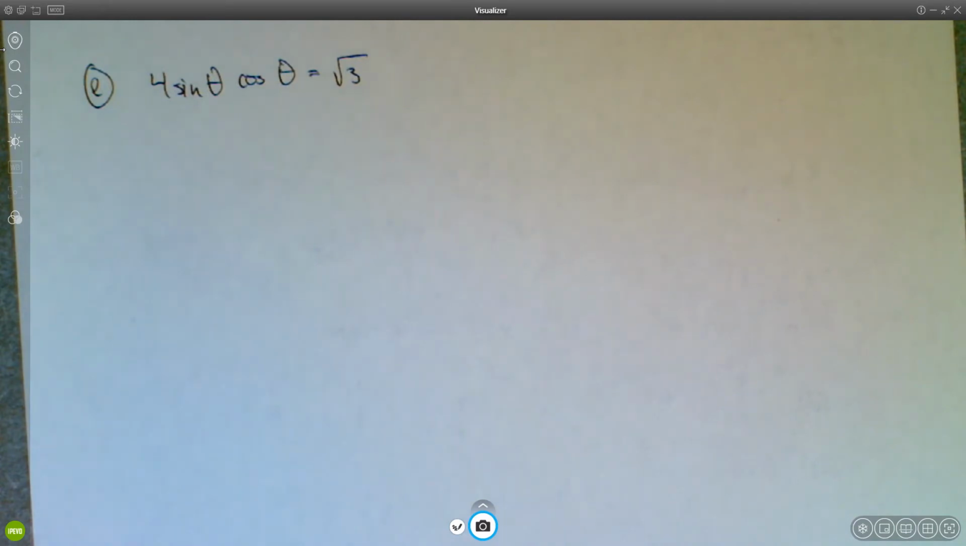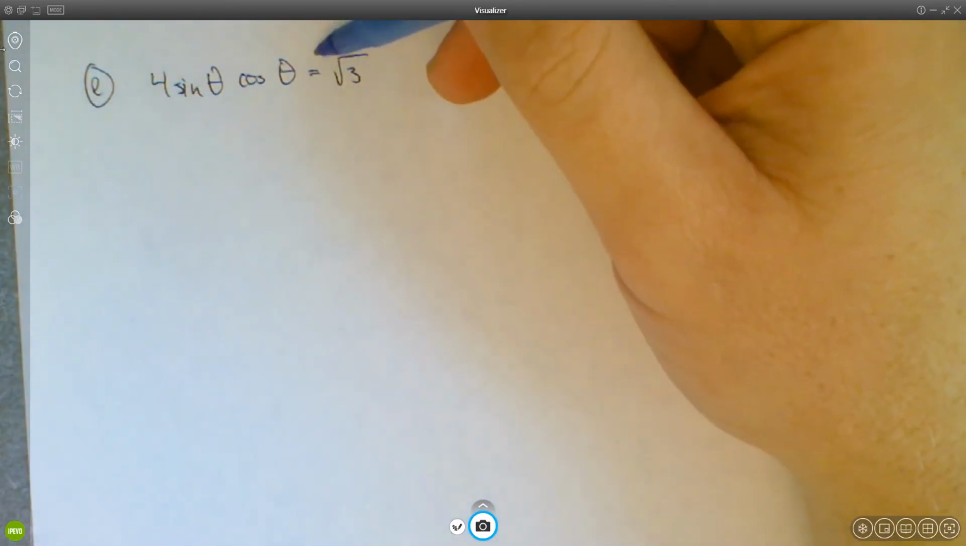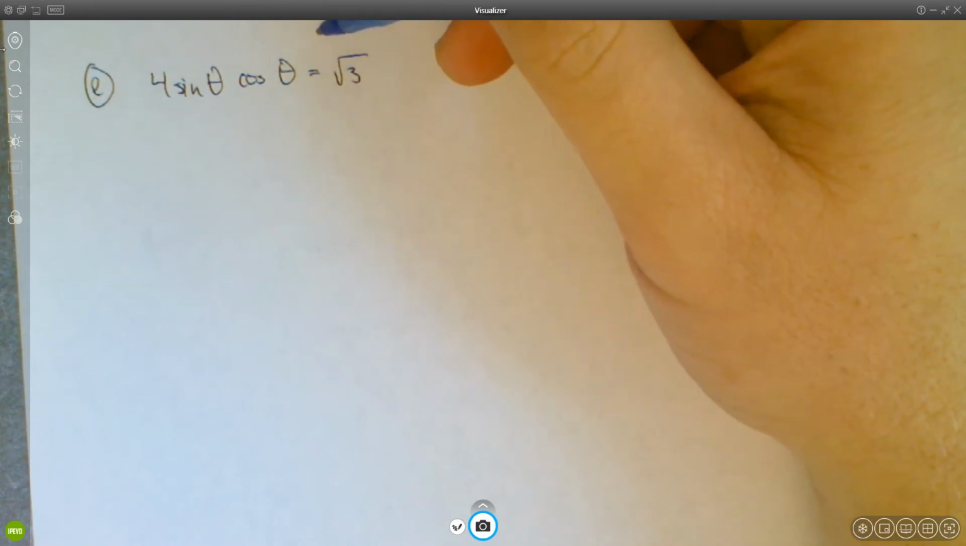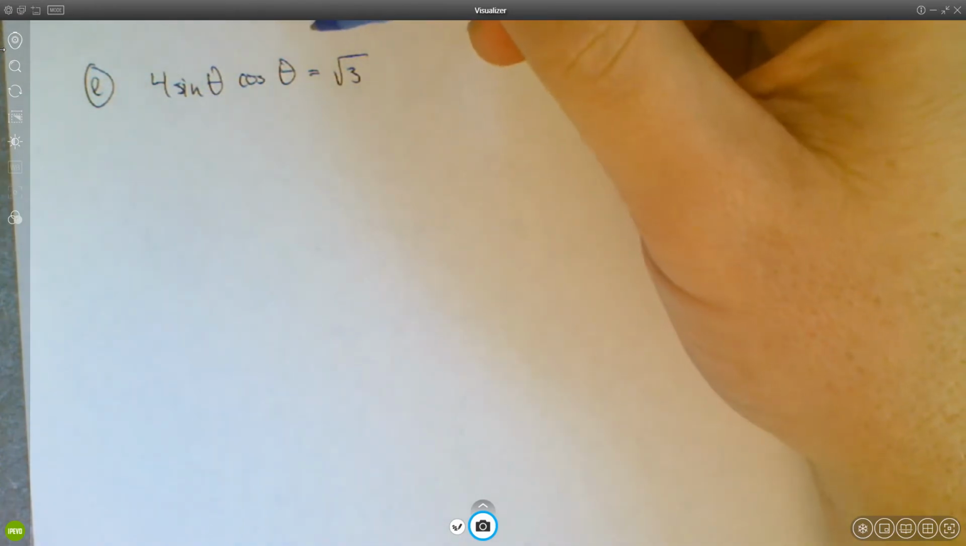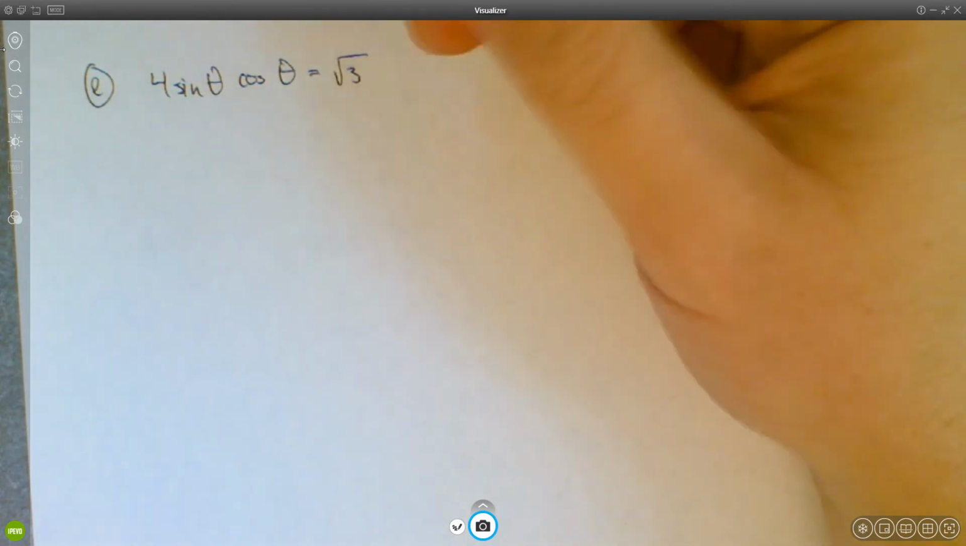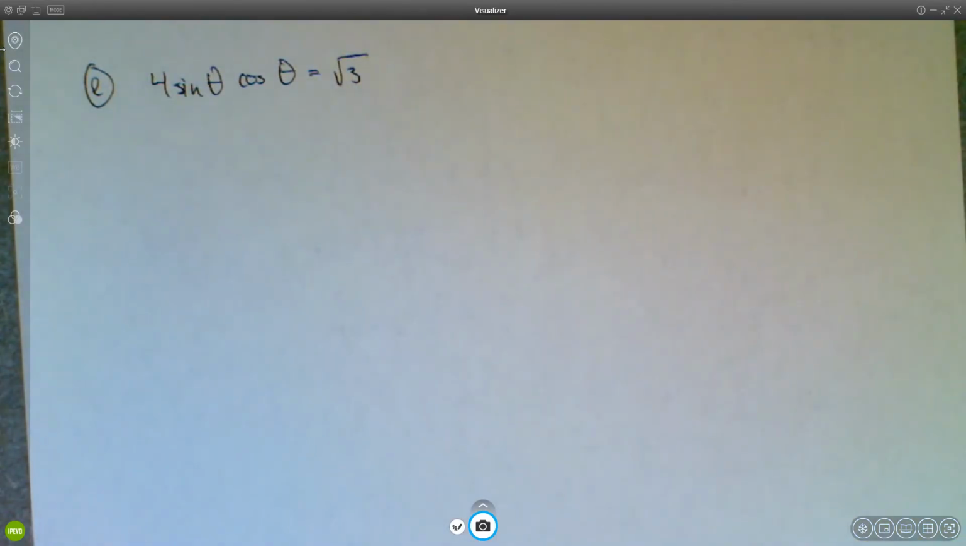So let's talk about this a little bit. If we move everything over and then try to factor and apply the zero product principle, I don't think we're going to have much luck, because you're going to end up with 4 sine theta cosine theta minus root 3, and there's nothing you can really factor with that. So I think we're going to have to take a different approach.